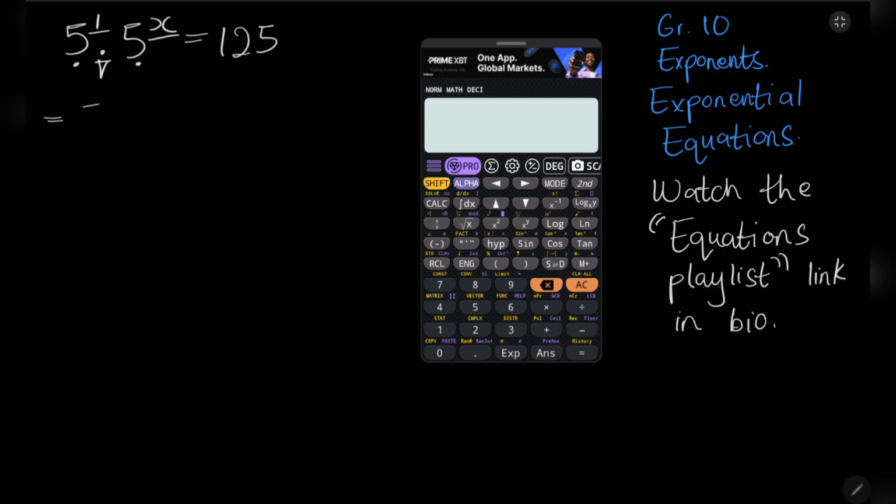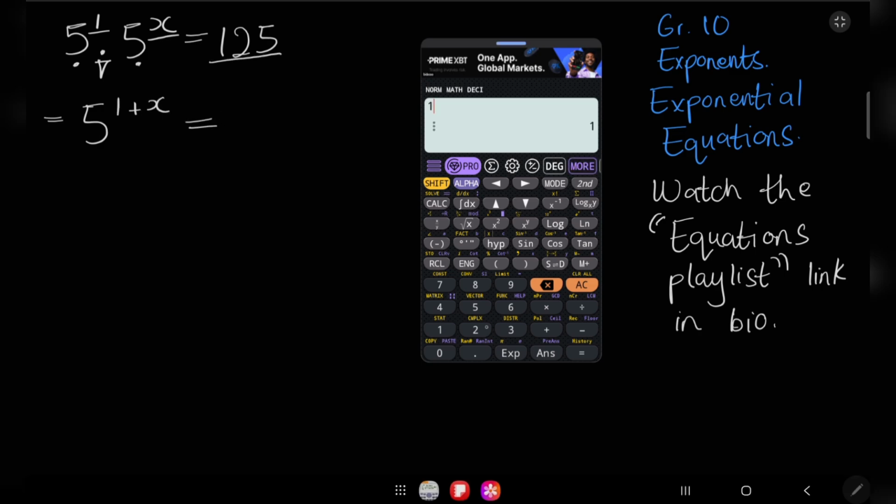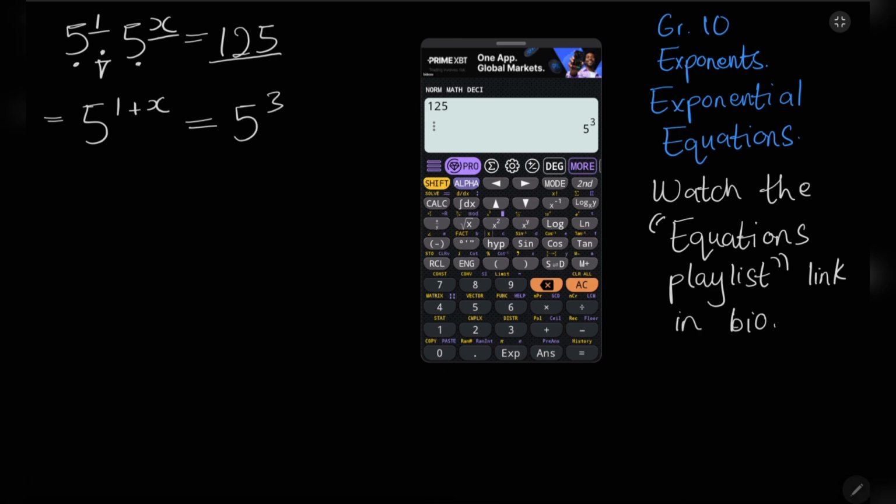Now let's introduce that law. You write down our base. We have 1 plus x is equal to, can 125 be written down as a product of its prime numbers? Yes. 125 is equal to shift fact. We get 5 cubed. You have the same base, so we look at the exponents. You have 1 plus x is equal to 3.